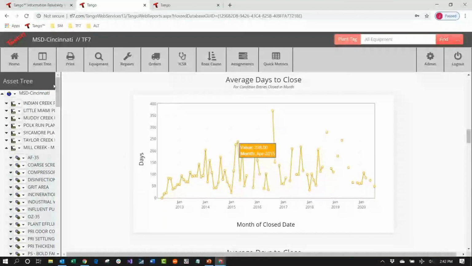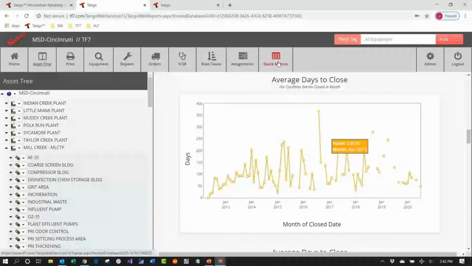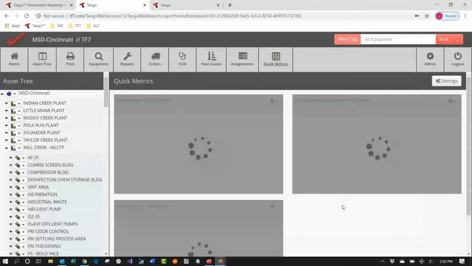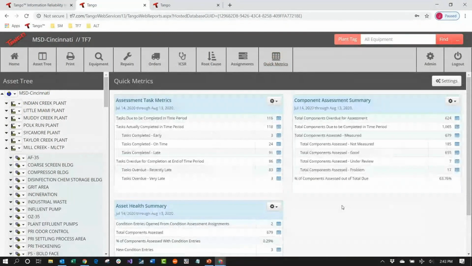And so for those of you that haven't used quick metrics, it's based on not only the reports that we've looked at, but many of the others that are in Tango. You can set those up by clicking the quick metrics button on the taskbar. These can be custom designed for which ones you want to show up for an individual user. And this one shows me, for example, a quick look at the previous month on assessment task metrics and how many condition tasks I was due to have done in this mid-July to mid-August time frame versus how many actually got completed. So we're actually a little ahead of schedule.